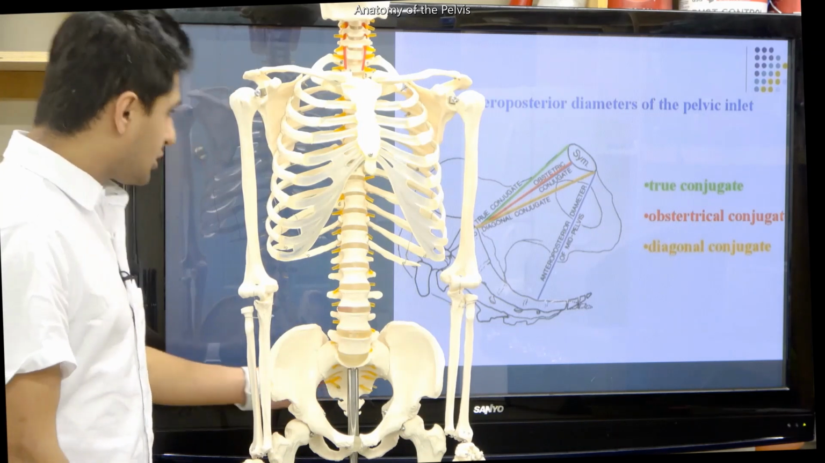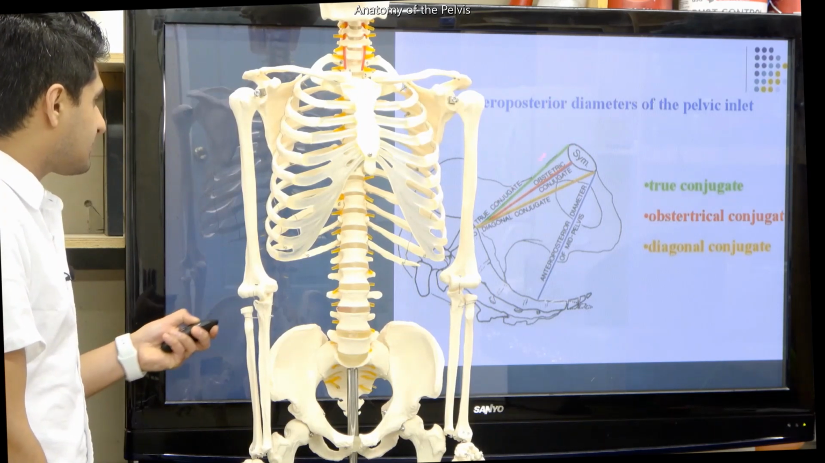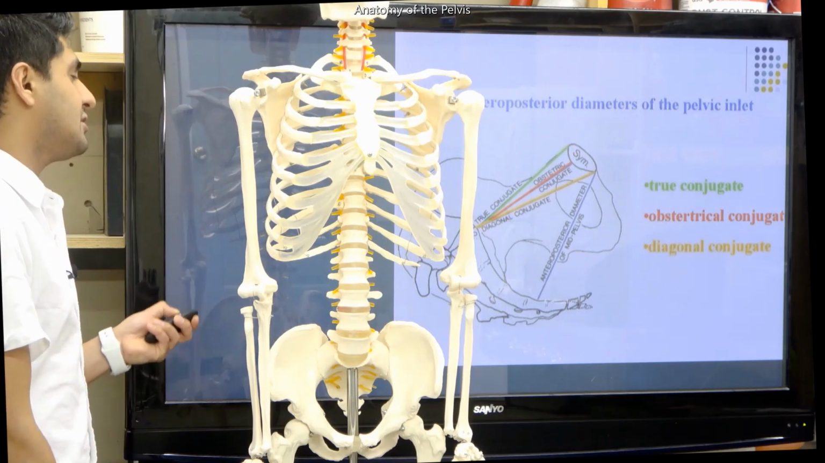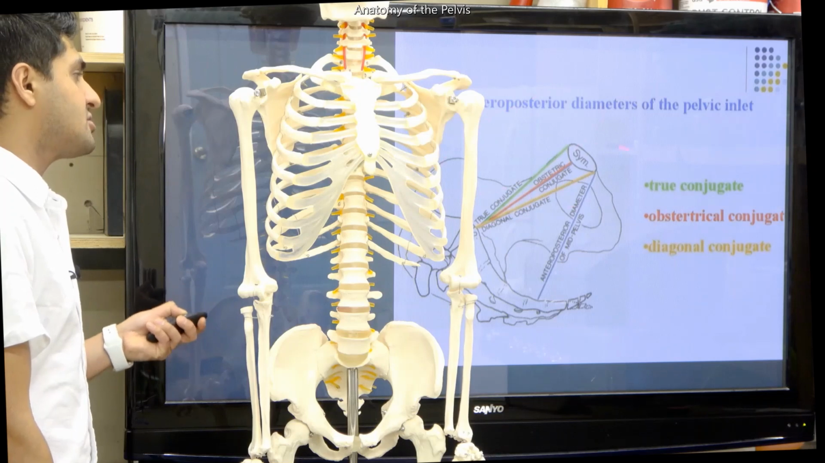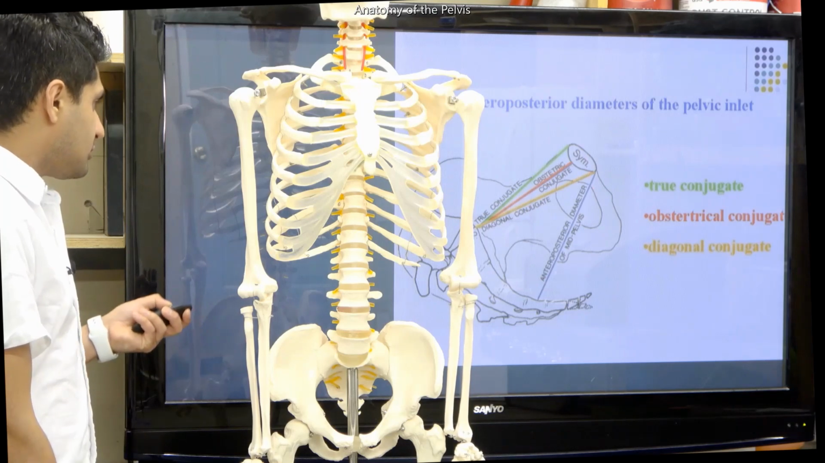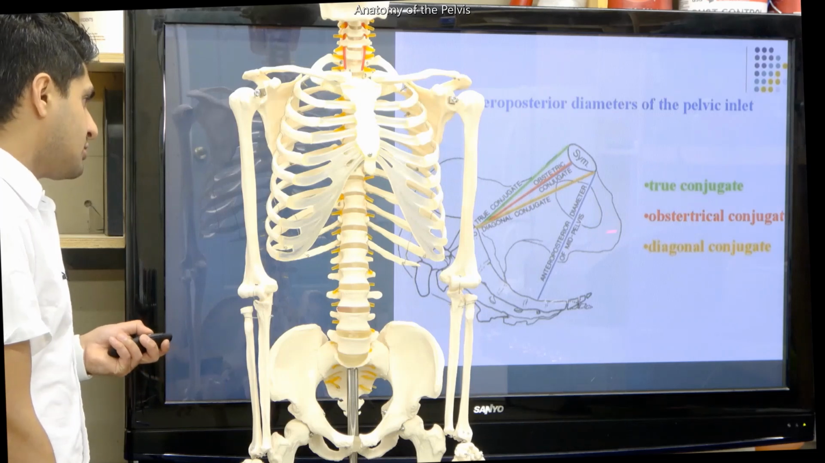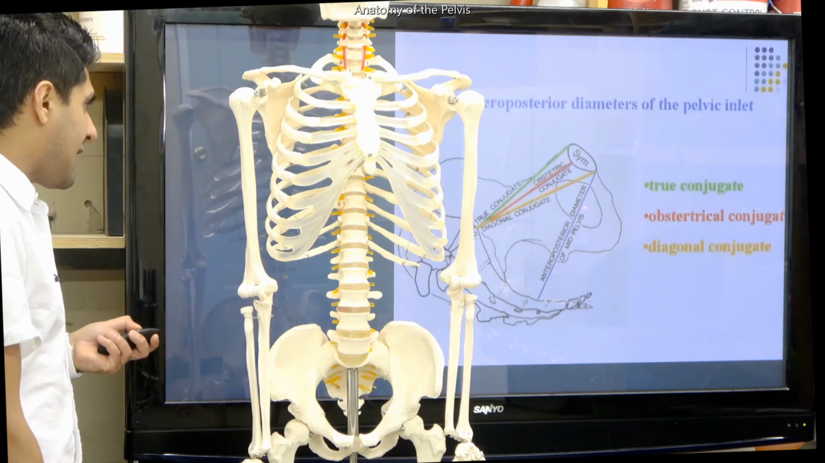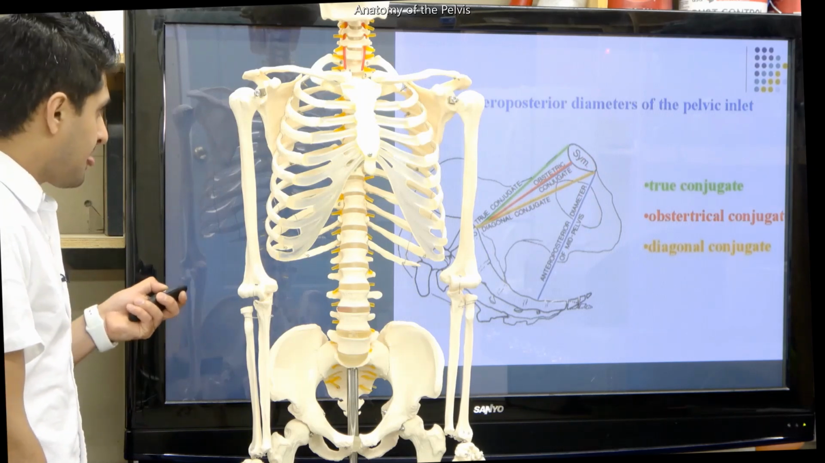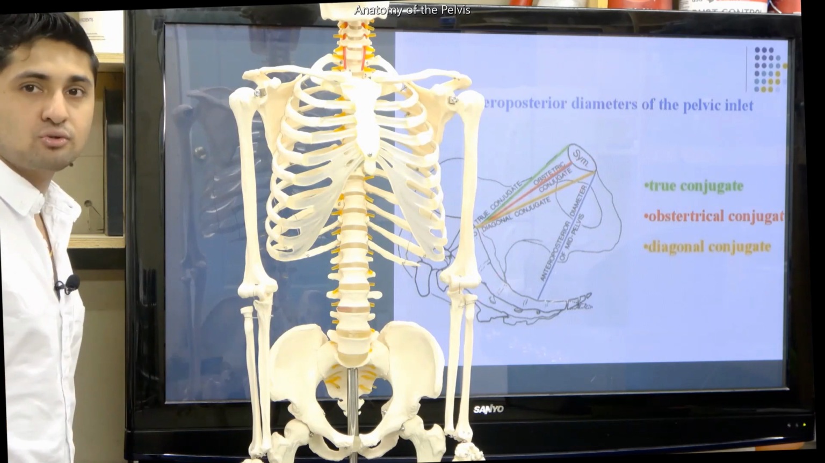When they do the true conjugate, which is the anatomical way of doing it, this is anatomically correct, but usually they don't use this to understand whether the baby's head will come out of the birth canal or not. So they use something called the obstetrical conjugate or diagonal conjugate. The obstetrical conjugate looks at the sacral promontory, which is posteriorly located, and measures that to the pubic symphysis. Usually the distance is about 12 centimeters.